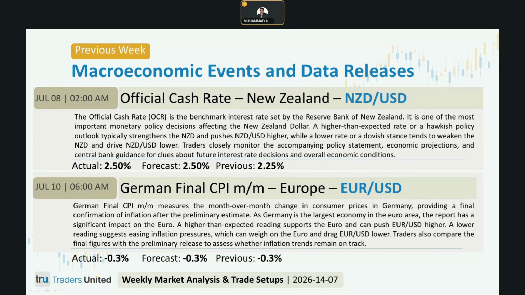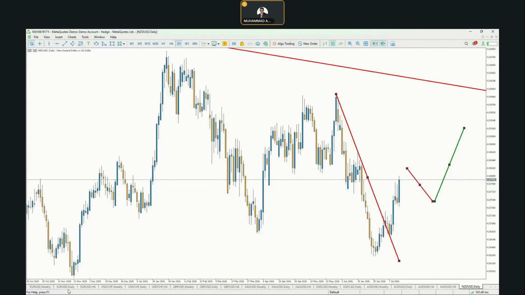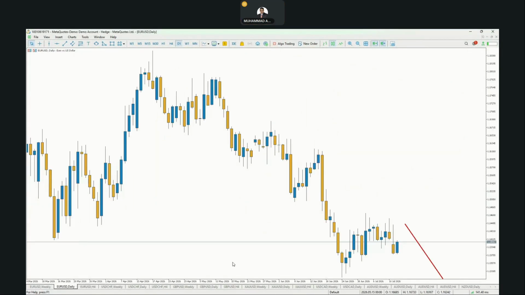Now, the market reaction. If we take a look at a price chart of euro dollar currency pair, euro dollar is actually kind of going a bit sideways at the moment. The German final CPI came in at minus 0.3%, exactly matching both the market forecast and the previous reading. Despite the inflation data meeting expectations, the price action of Euro USD moved lower following the release as broader market forces favored the US dollar over the euro.